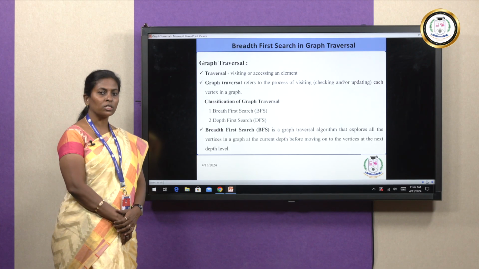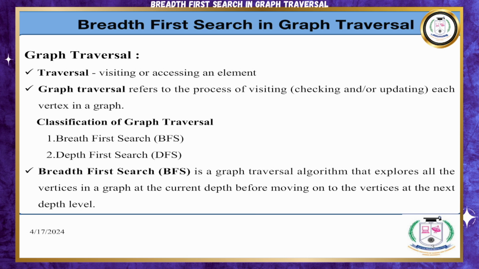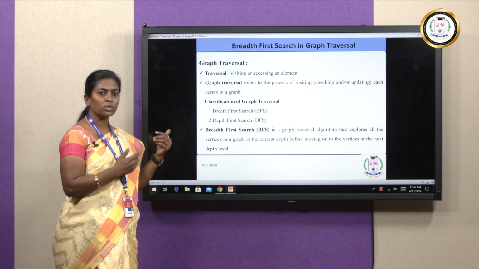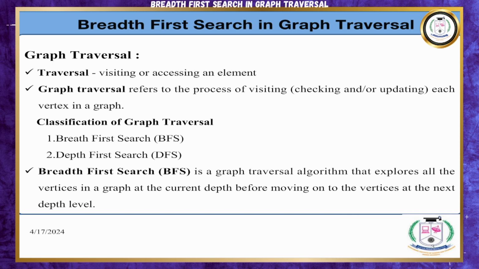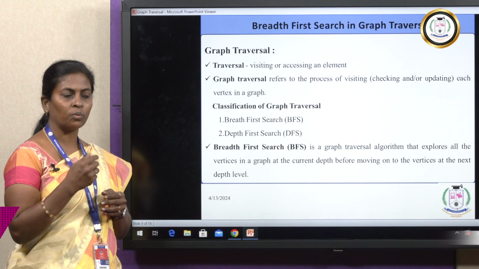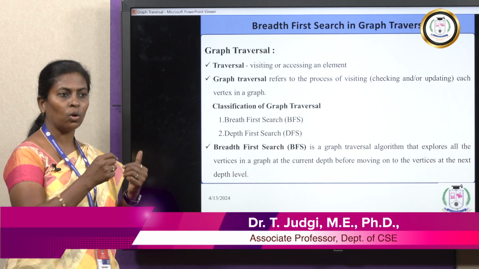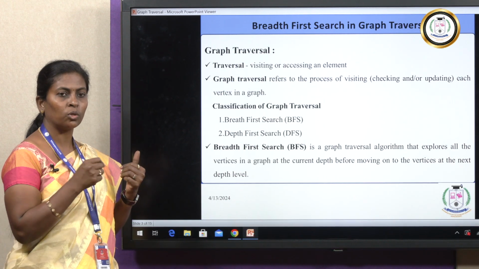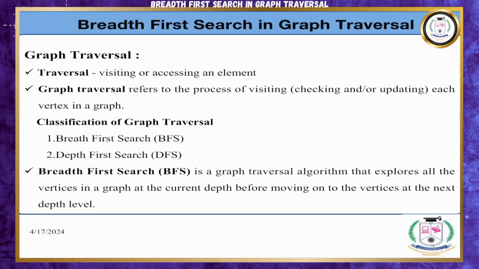Before getting into the concept of breadth first search, first we'll see about graph traversal. Here traversal means visiting or accessing the elements in a data structure. Graph traversal is all about the process of visiting each and every vertex in the graph. Why do we need graph traversal? We know that a graph may contain a cycle, so we may come to the same vertex again. With graph traversal, we can visit all the vertices in the graph without getting into a looping path. So what is a looping path? This will avoid coming to the same vertex again.